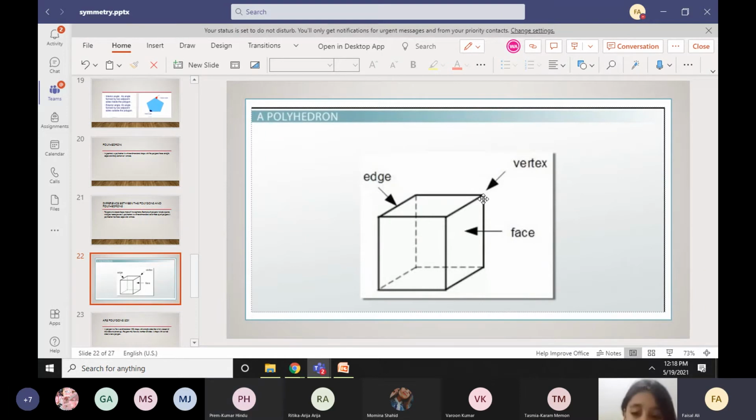The vertex is the point where two lines meet. This part of the line is called a side, or we can say it is also known as an edge. The side is also known as an edge. This is a polyhedron, and this is a 3D shape, like our room or classroom is a 3D shape, like our school is a 3D shape.